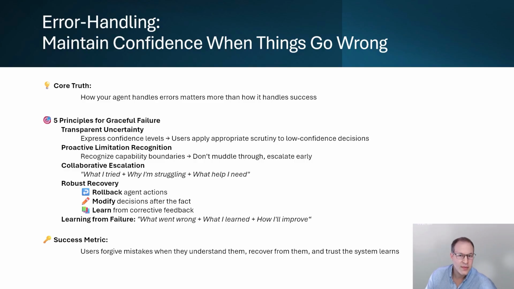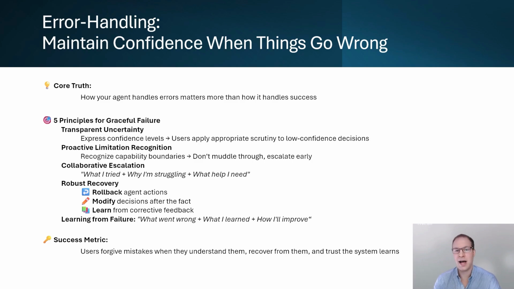The first principle is to express confidence level. Agents should express the confidence level in their actions and recommendations. This is to allow users to apply appropriate scrutiny when there are low confidence decisions. Also, when agents encounter situations that are beyond their capabilities, which happens often with current foundation models, they should recognize these limitations proactively rather than attempting to just try it out. The escalation should feel collaborative rather than like failure, with the agent providing context about what had happened, why it is struggling, and what human input would be most helpful. Finally, recovery mechanisms have to be robust and accessible.